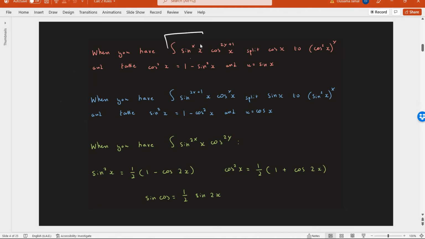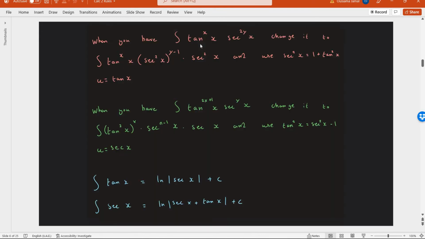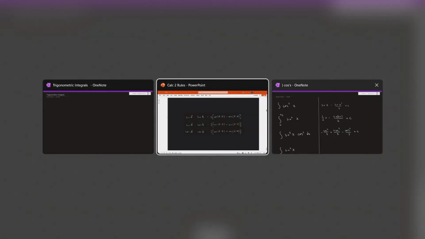But for now, you should know this slide, which talks about the integral of sine and cosine, the double angle identities, the integral of tan and secant, and finally these formulas, sine A times sine B, and so on. Alright, so let's start solving.